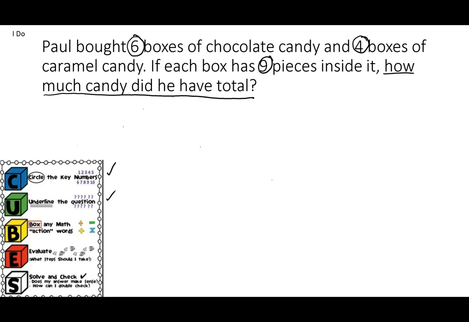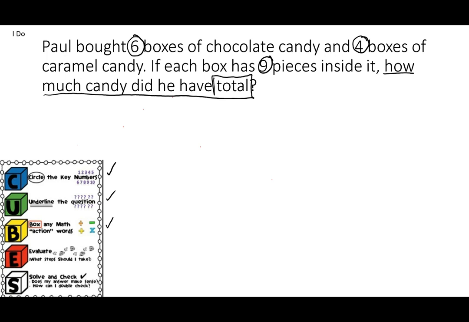The next step in the cube strategy is to box in any math action words. So I'm going to box in this word total here. Total tells me that I need to add something, which is an action. So after I box that in, I can check my step off, and then I can move on to the next step, which is to evaluate.